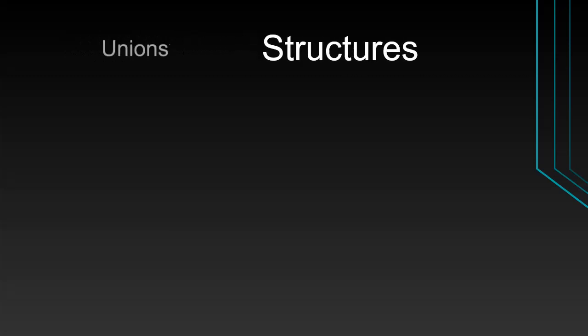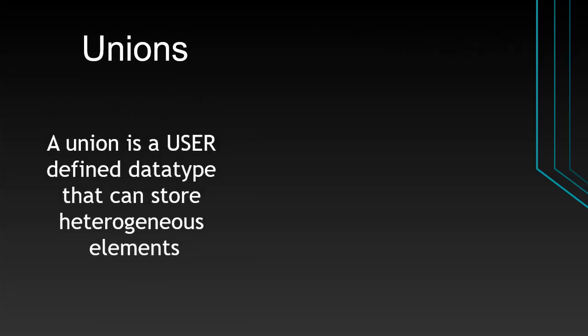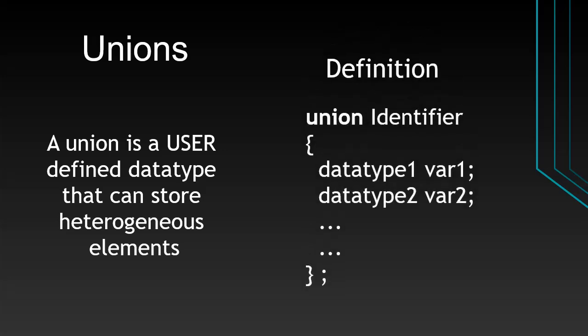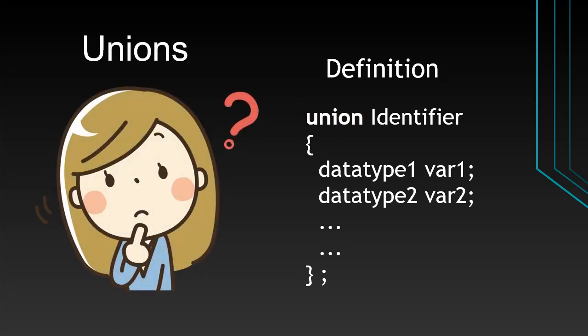Now that we have learned about structures, learning about unions will be a lot easier. Union is also a user-defined data type that can store heterogeneous elements. Defining union is almost same as defining the structure, but the struct keyword will be replaced by union keyword. You might be wondering, if this is the case, then why introduce union at all? I mean, it's the same, right?